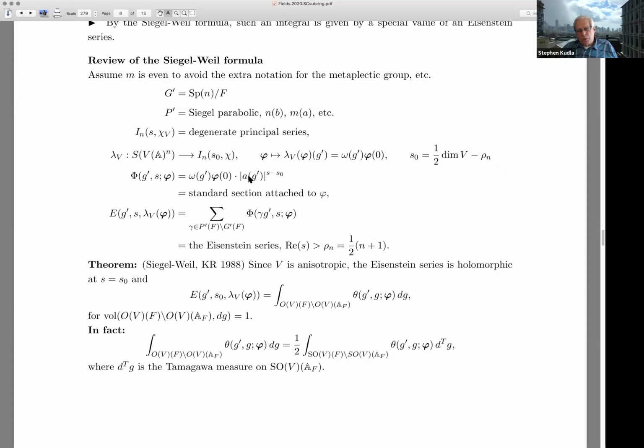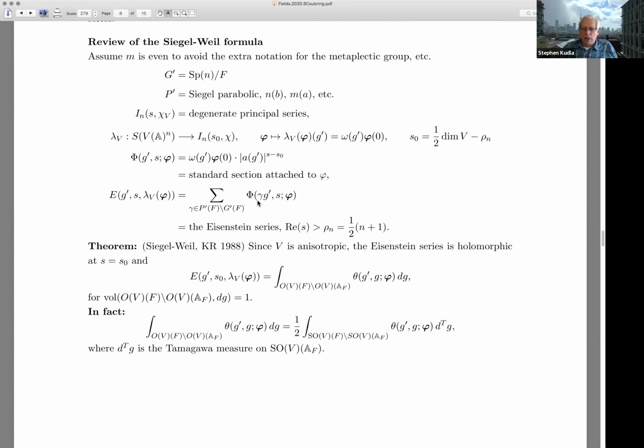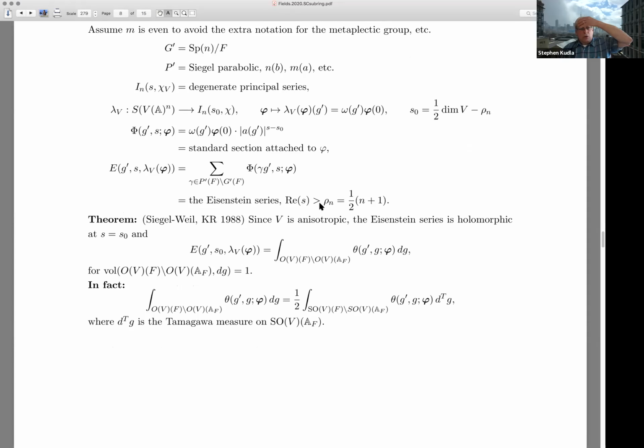And now what you do is you extend, you extrapolate that to a section involving all s, making it constant on the maximal compact K. That's called a standard section. And then you can form an Eisenstein series for real part of s large, namely bigger than rho. And then what's known is that these series, which are now normalized in the style of Langlands, have a meromorphic analytic continuation and a functional equation relating s to minus s. And there, you see the critical strip goes from rho to minus rho.